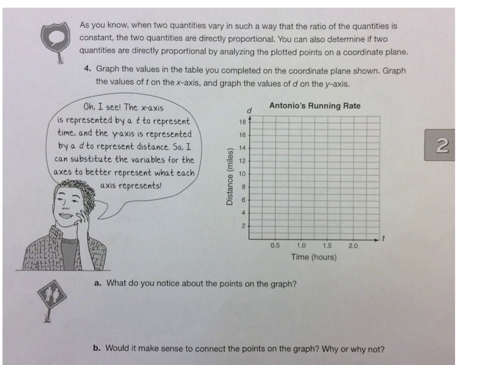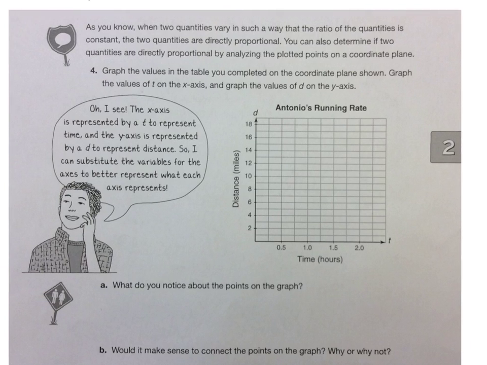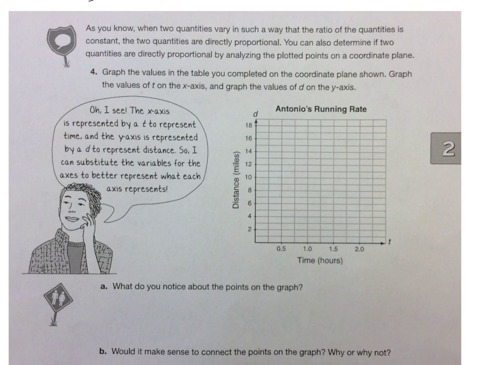Alright, let's keep moving on to the other parts. So this next part says, as you know, when two quantities vary in such a way that the ratio of the quantities is constant, the two quantities are directly proportional. You can also determine if two quantities are directly proportional by analyzing the plotted points on a coordinate plane. And how you do that is you're looking for it to go through the origin.